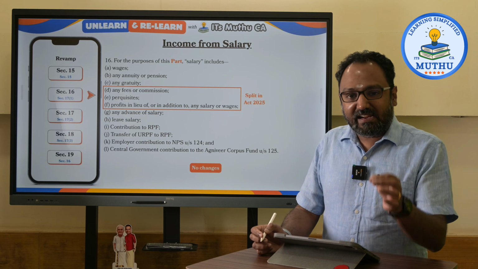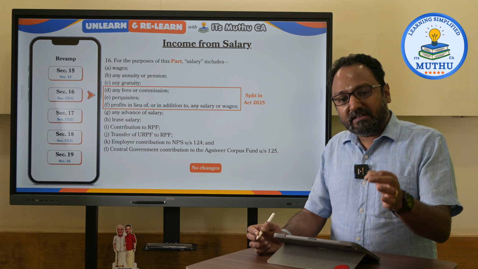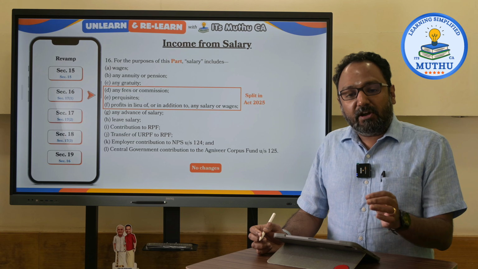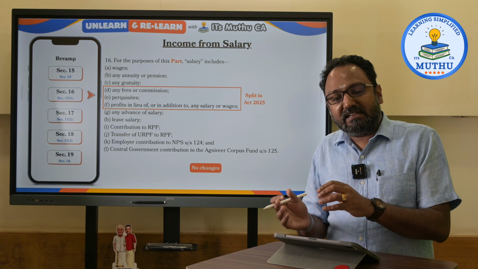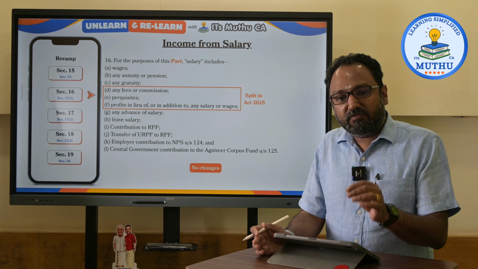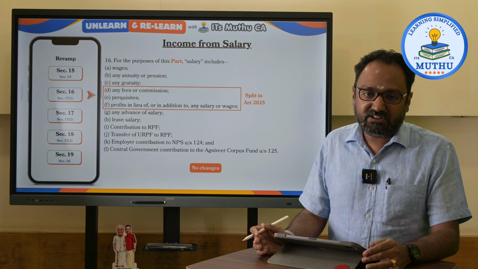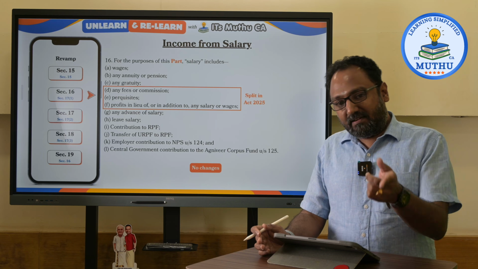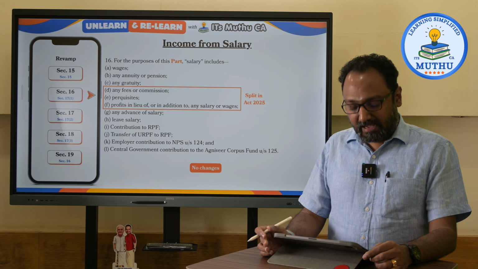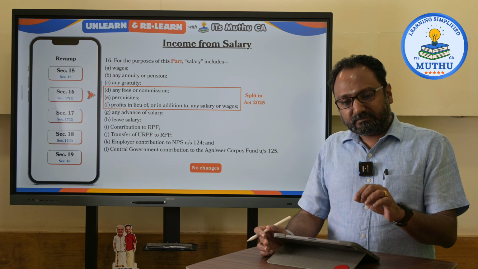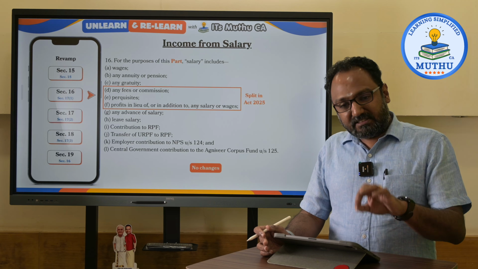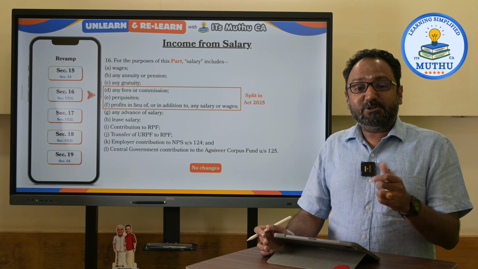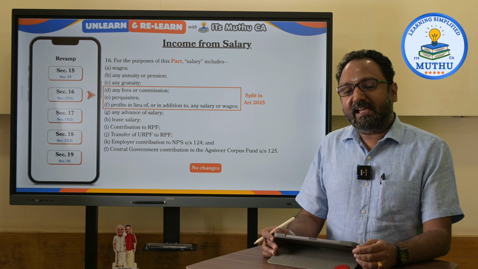Now section 17 was divided into 3 categories: 1, salary, 2, perquisites, 3, profits in lieu of salary. Now 17.1 is considered under section 16. So income from salaries is now considered under section 16. Now what does section 16 say? Earlier in 17.1 it used to say, for the purpose of section 15, 16 and this section, salary includes. So this is what was framed in the Act 1961.